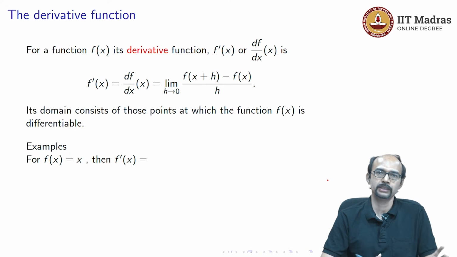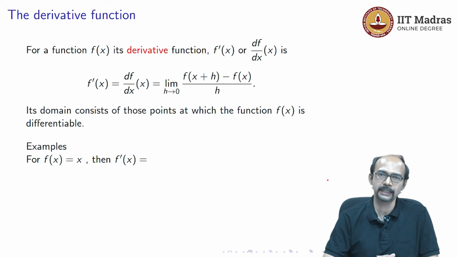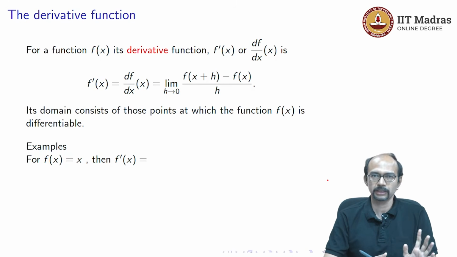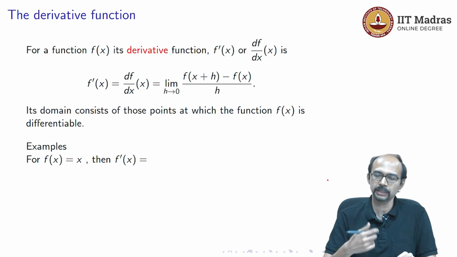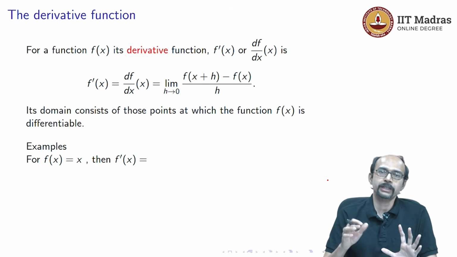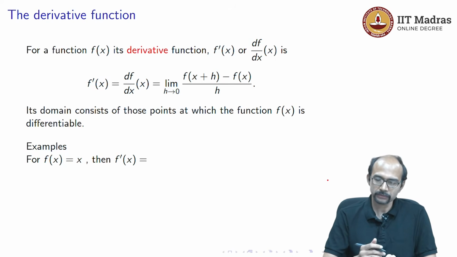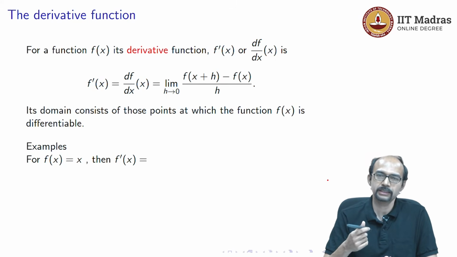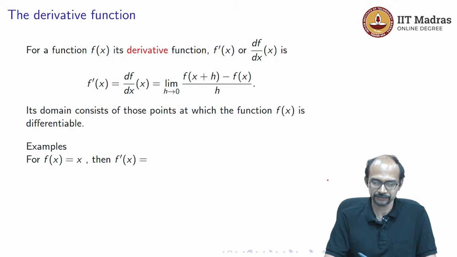For example, we saw examples in the previous slides. We took f of x as, let us say, the floor function of x, and we saw that at integers the derivative does not exist. But for other points certainly the derivative exists, and so you can talk about the derivative function of the floor function at all points other than the integers. So, in general the derivative function is defined at all points where the function is differentiable. That is the domain of the derivative function.